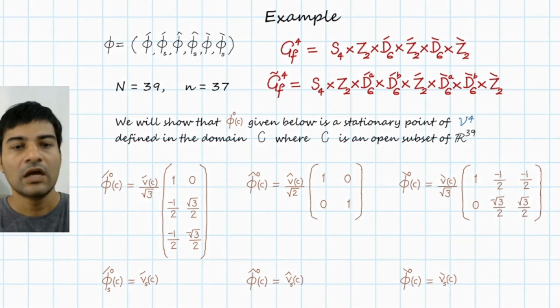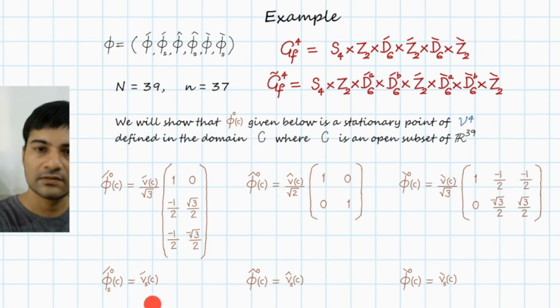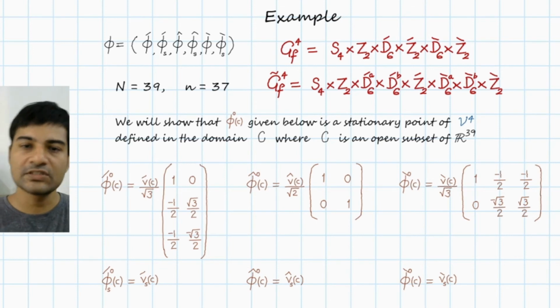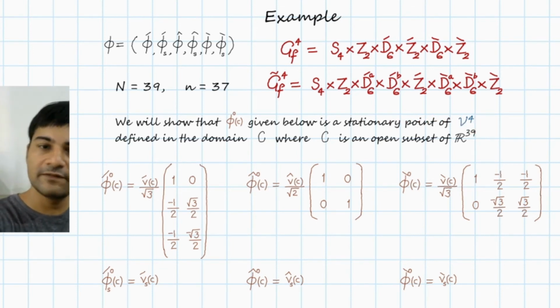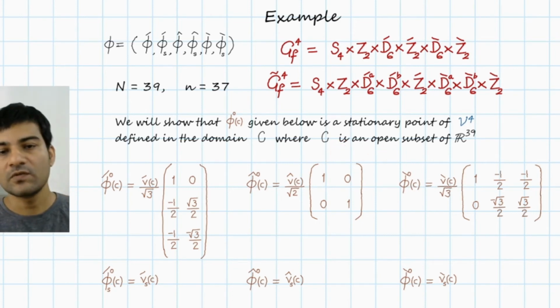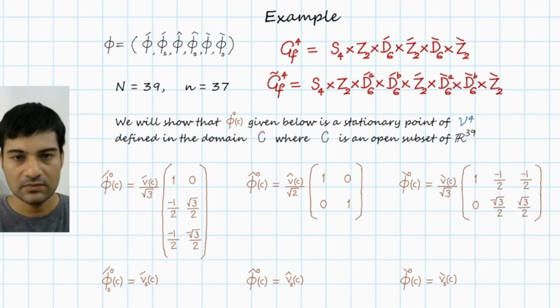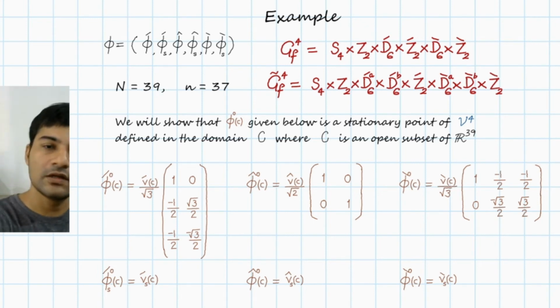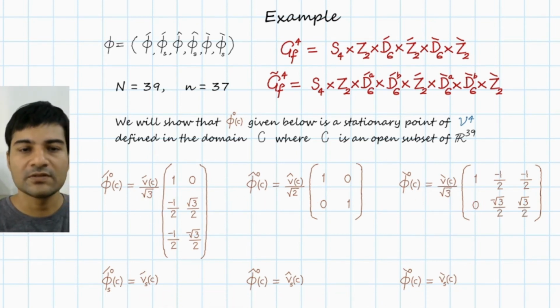Now, I will show that phi 0c given here is a stationary point of the potential V4 defined in some domain C, which is an open subset of R39. I will show this. Look at this expression for the stationary point phi 0c.